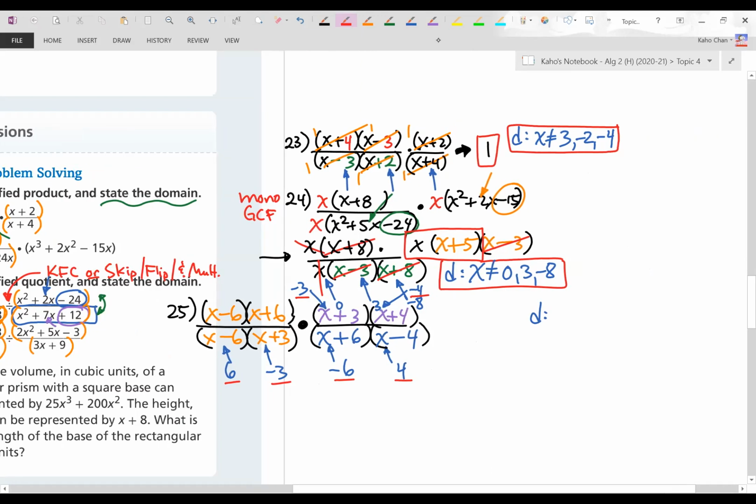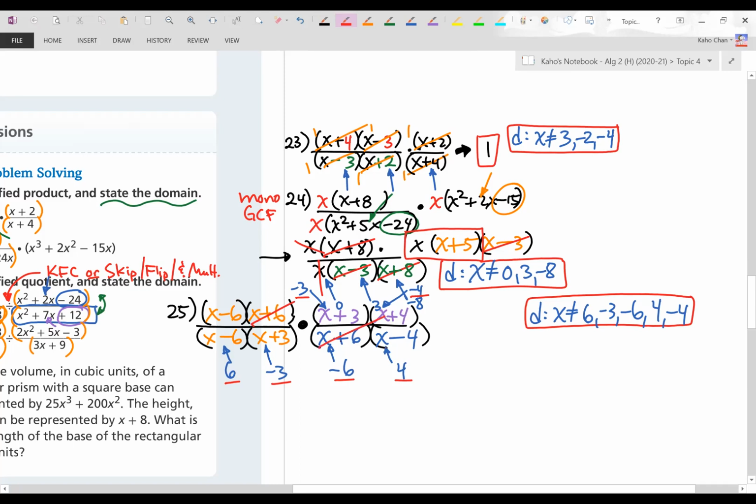So I'm going to list all those. x cannot equal those numbers: 6, negative 3, negative 6, 4, and negative 4. Okay, that's what happens when you deal with division. All right, let's go back to my original problem and cancel the heck out of it.